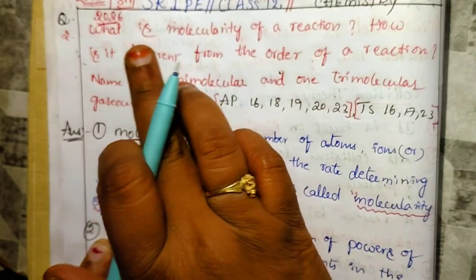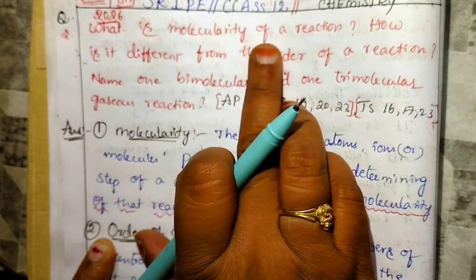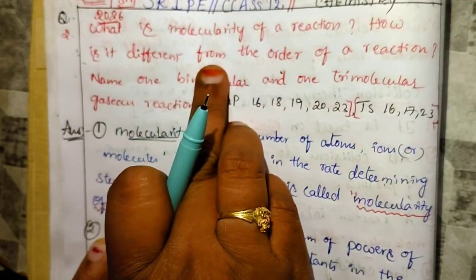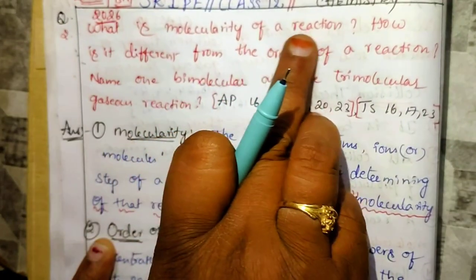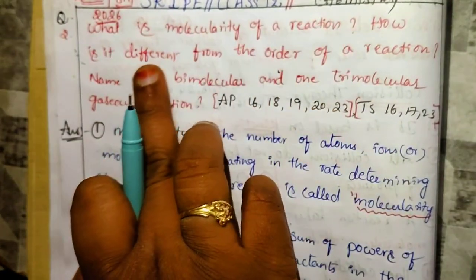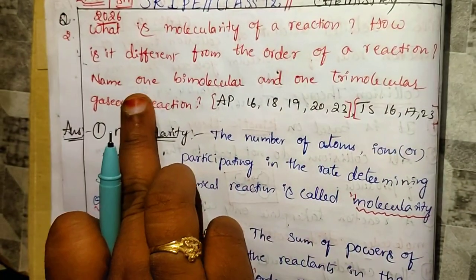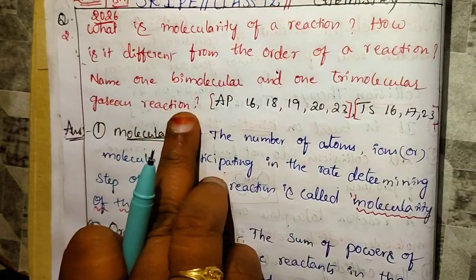What is molecularity of a reaction? How is it different from the order of a reaction? Name one bimolecular and one trimolecular gaseous reaction.